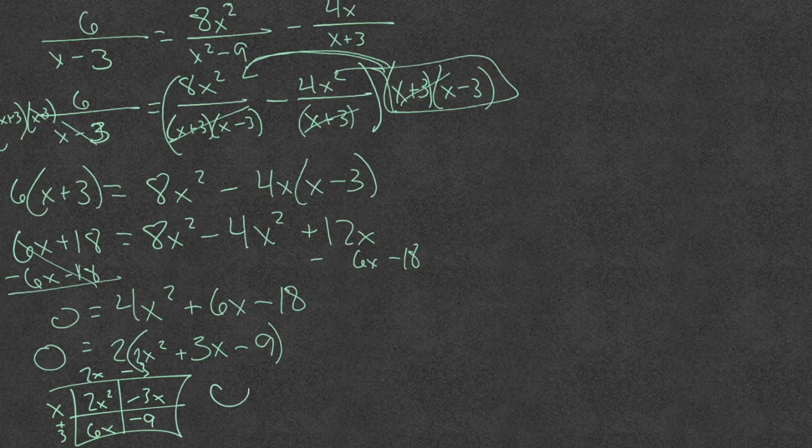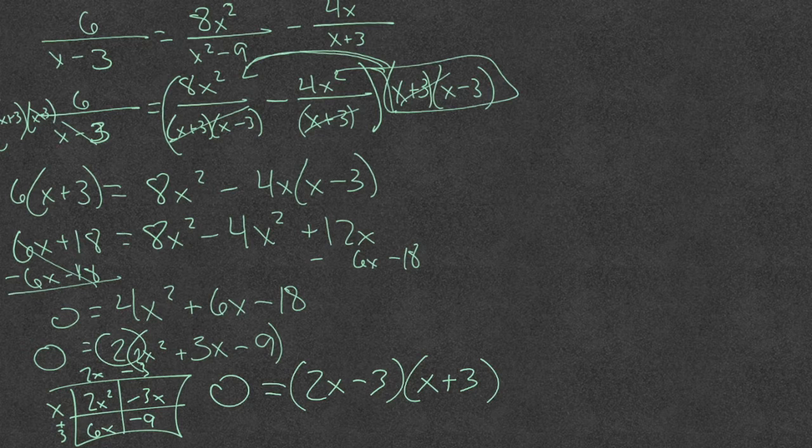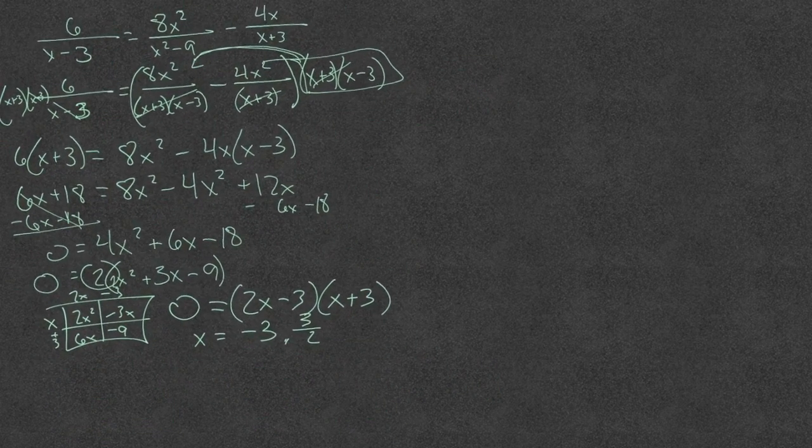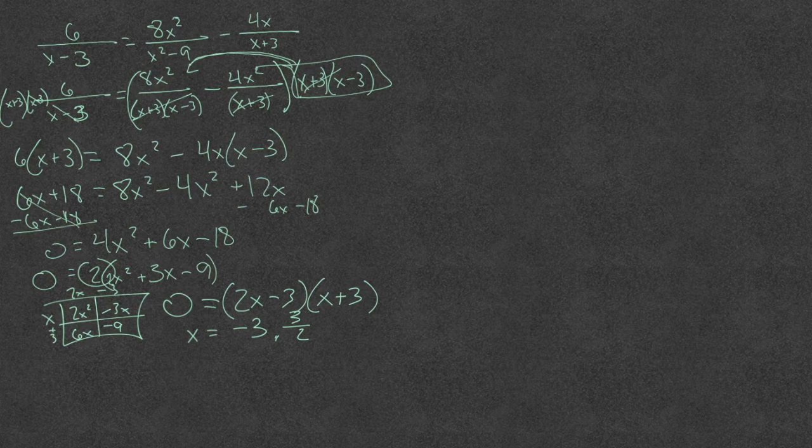So 0 equals 2x minus 3 times x plus 3. I let that 2 kind of float away because that doesn't do anything. That's just a stretch. That doesn't affect anything. So the 2 goes away. And so we are left with x equals negative 3 and 3/2. So this is where the extraneous solutions come in, when we go ahead and check our answers.